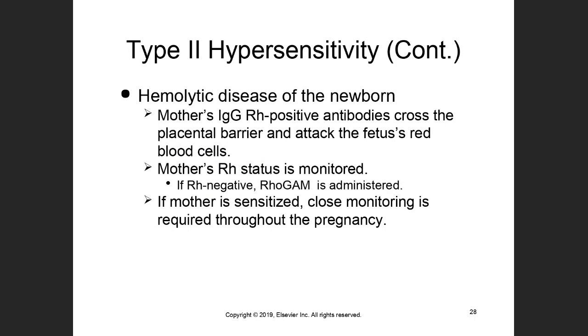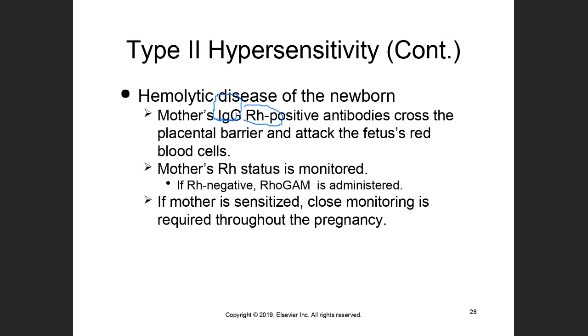Hemolytic disease of the newborn, the mother transfers immunoglobulin G Rh positive antibody across the placenta. Remember that Rh is mediated by immunoglobulin G. Immunoglobulin G is a really small molecule that has the ability to cross the placenta, okay? And that's why it goes to the baby.